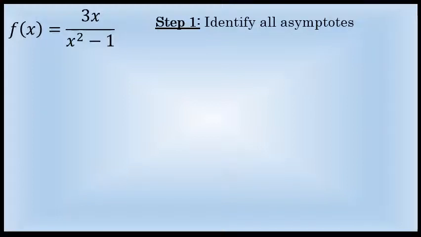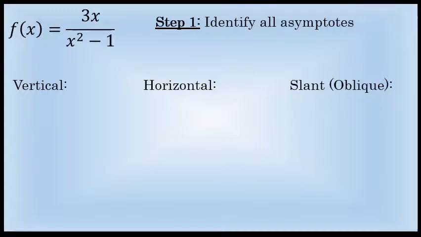To begin the process of graphing this function, we'll first identify all asymptotes. Rational functions could have 3 types of asymptotes: vertical, horizontal, or slant asymptotes. Slant asymptotes are sometimes known as oblique asymptotes. In the description of this video, I have links to a more detailed description of the steps required to find all of these asymptotes. For this function, I'll briefly discuss how to identify first vertical asymptotes.